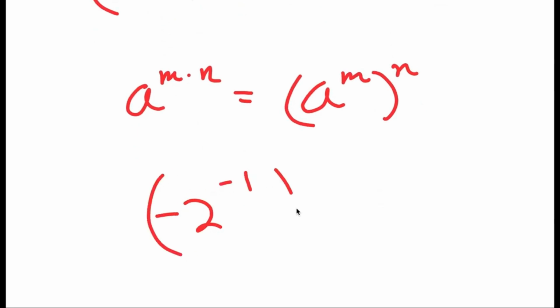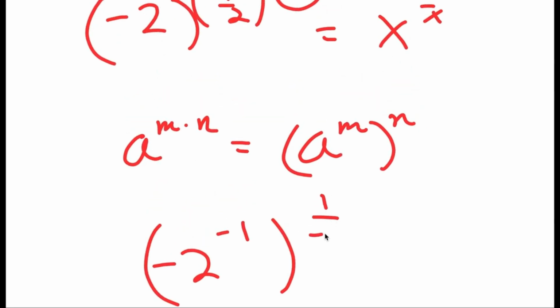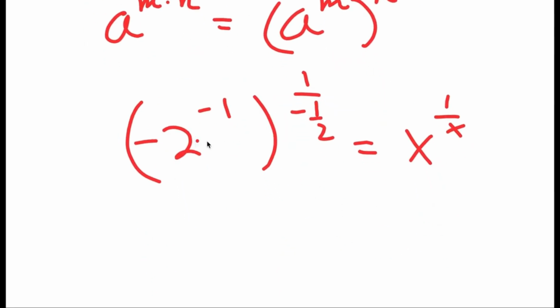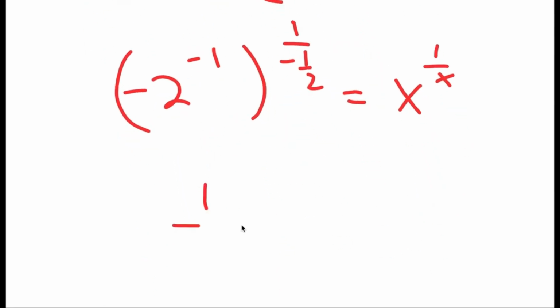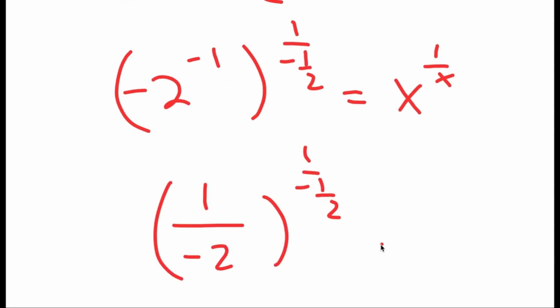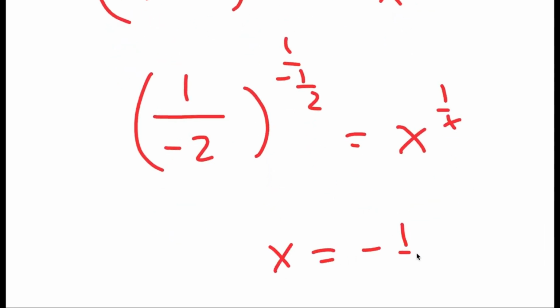So I get negative 2 to the power of negative 1 to the power of 1 over negative 1/2 is equal to x to the power of 1 over x. And negative 2 to the power of negative 1 is 1 over negative 2. So my solution here is negative 1/2.